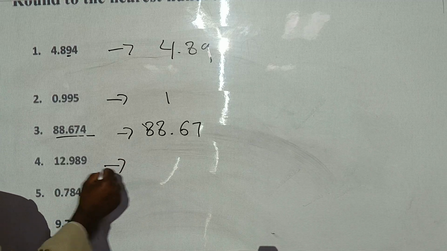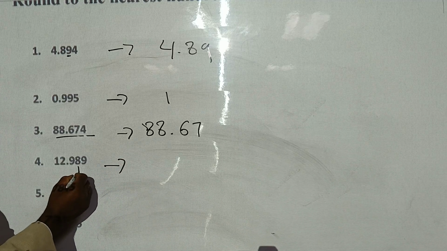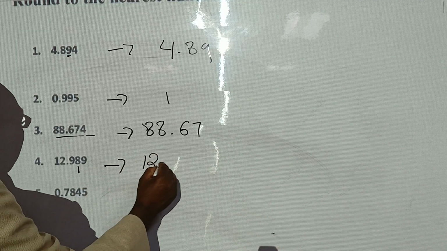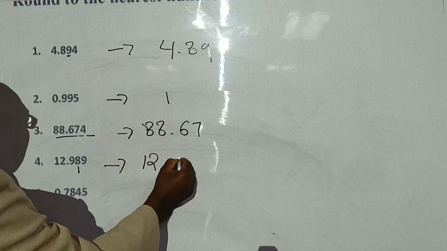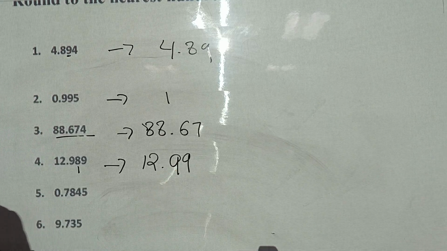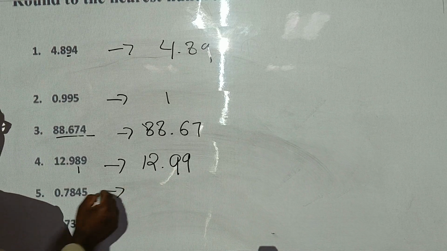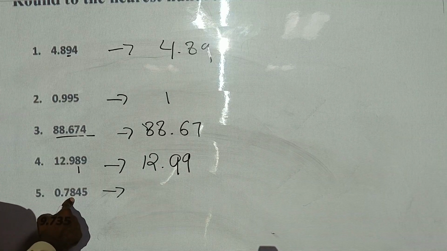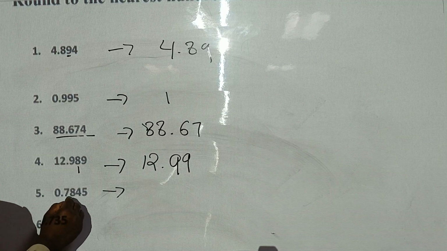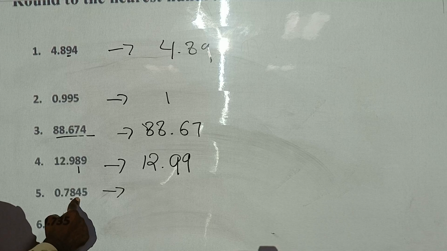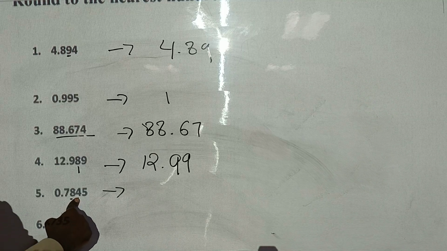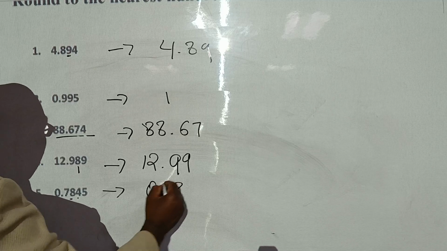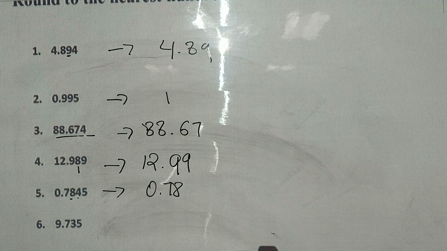Let's look at this one here. My hundredth place is 8. The number after that is 5 or more. So this is going to become 12. We're going to bring 8 up. So you're going to become 99. Okay? Let's look at number 5. So number 5, we got 0.7845. So we're stopping at the hundredth place. Our hundredth place is 8. The number after that is 4. Is it 5 or more? No, it's less than 5. So I drop everything. It's going to be 0.78. Let's look at number 6.